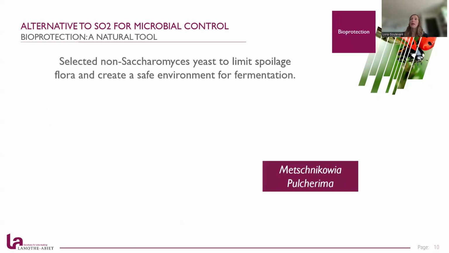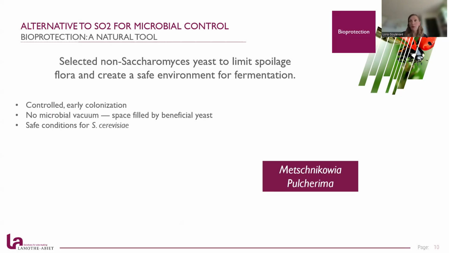bioprotection. So bioprotection is a natural alternative to SO2 for microbial control. So instead of adding SO2 and killing any microorganisms, sometimes it's not even working. Sometimes the SO2 you're adding to your grapes is directly consumed or combined. But here, the idea is to select a non-Saccharomyces yeast, add it to your grapes, and then it's going to develop and take over the medium and will help to limit the spoilage by other microorganisms and create a safer environment for fermentation.